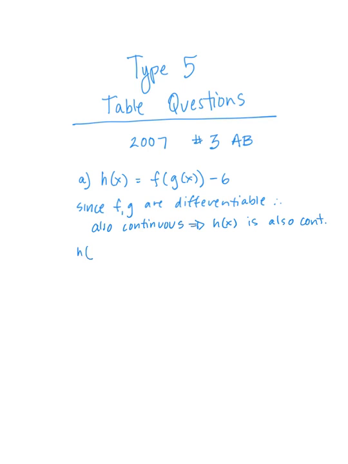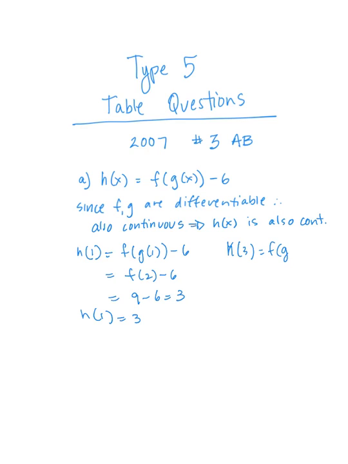All right, so back to part A. It's asking us about a value of r. So let's first find h of 1, which from the table we can find g of 1, which is 2, and then f of 2 is 9. So we get 9 minus 6 is 3. So now we know h of 1 is equal to 3. We've got to find h of 3 as well.